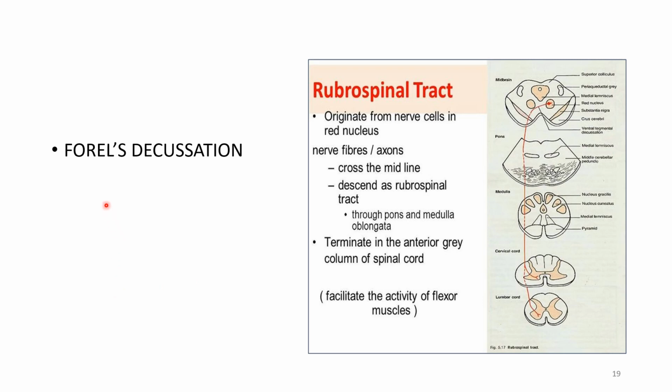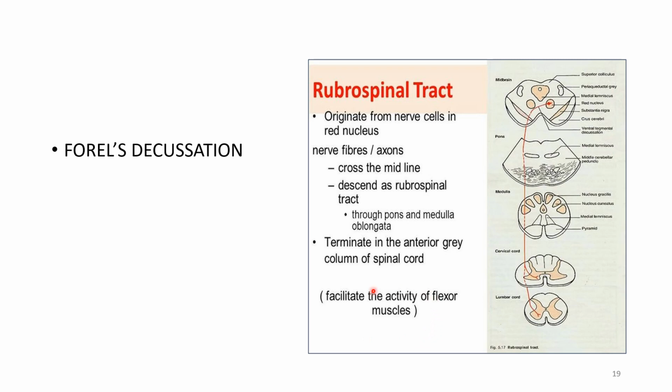Coming to Forel's decussation. So what is this? This is the rubrospinal tract, coming from the red nucleus to the spinal cord. It originates from the red nucleus, then crosses the midline and descends as the rubrospinal tract. It goes through the pons and medulla oblongata and terminates in the anterior gray column of the spinal cord.